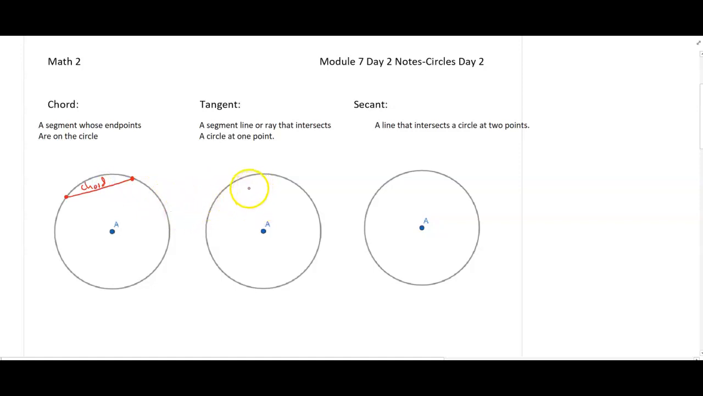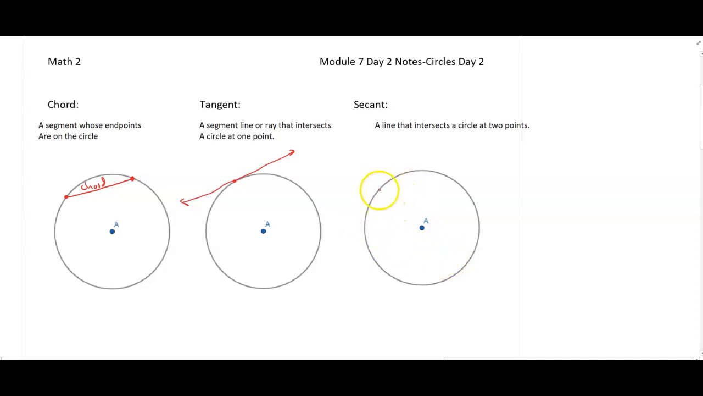Now a tangent. A tangent is basically a segment, line, or ray that intersects a circle at one point. So if I plot a point on this circle and I draw a line through that, and that line intersects the circle at one point, right? Now, sometimes it may look in the diagram like it intersects at more than one point, but that's just the way it's drawn on paper. But you have to imagine that that line and that point only intersect the circle one time.